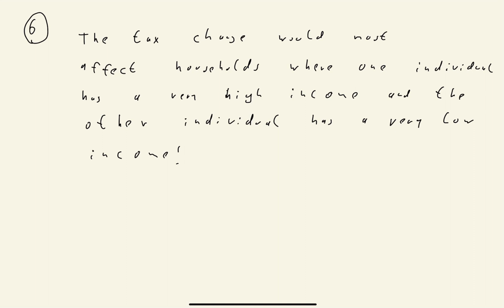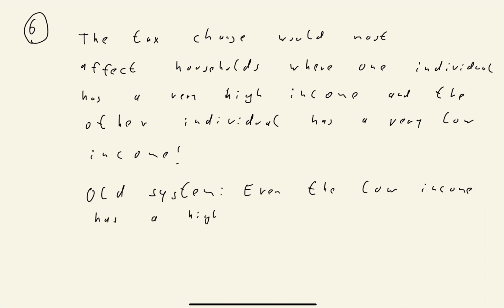So why is that? Well, if you consider the old system, where you looked at the last dollar earned by either of the spouses and you would pay the highest marginal tax rate, then since most of the income is generated by one individual, the other individual would basically also pay a very high marginal tax rate, because the gross income, if you exclude the low income, is already high enough. If you add this low amount of income on top of it, you still pay the high marginal tax rate. So in the old system, even the low income has a high marginal tax rate.